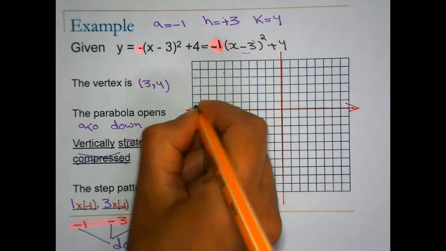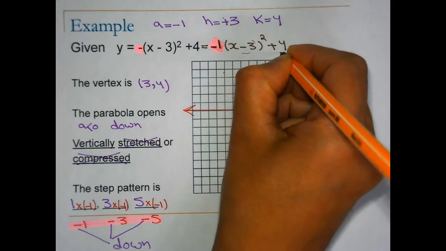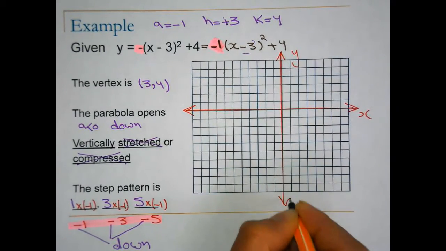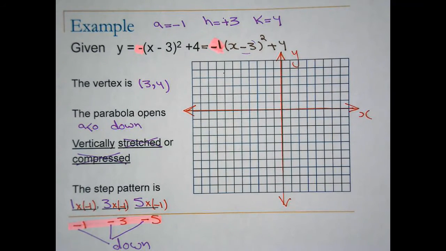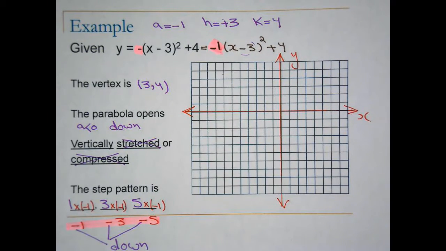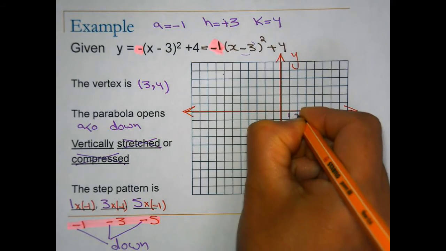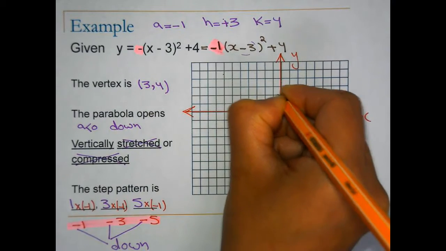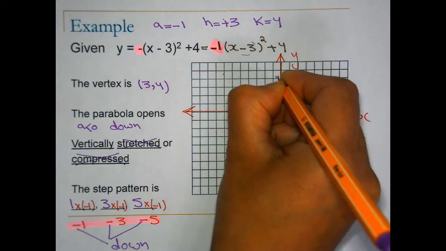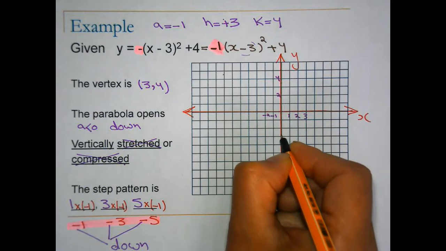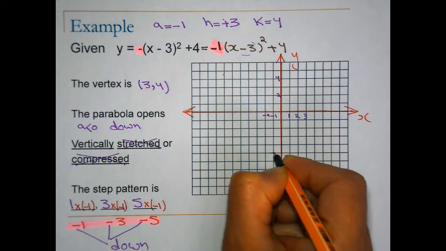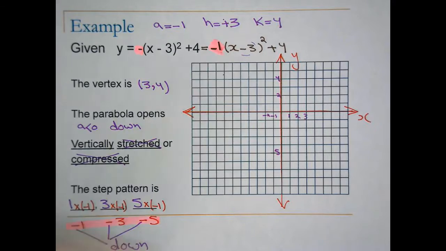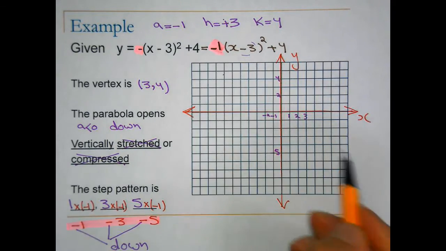So again, X and Y, and we are going to put our scale as well. So 1, 2, 3, -1, -2, 2, 4, 3, 4, -5, so on and so forth. Make sure that you have some scale on both X and Y axis.